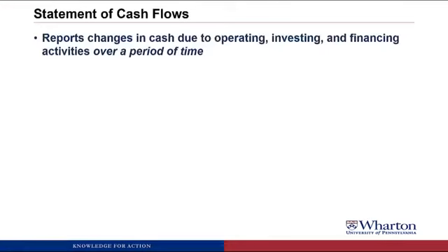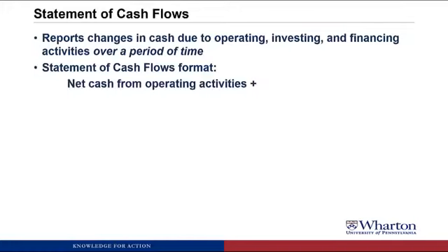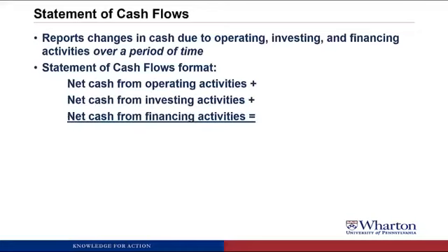The statement of cash flows is going to report changes in cash due to operating, investing, and financing activities over a period of time. So a period like a fiscal quarter or a fiscal year, any period between two balance sheet dates. The statement has the following format. It kicks off with net cash from operating activities, then cash from investing activities, and cash from financing activities. You add them all up and that should be the same as the net change in cash balance.